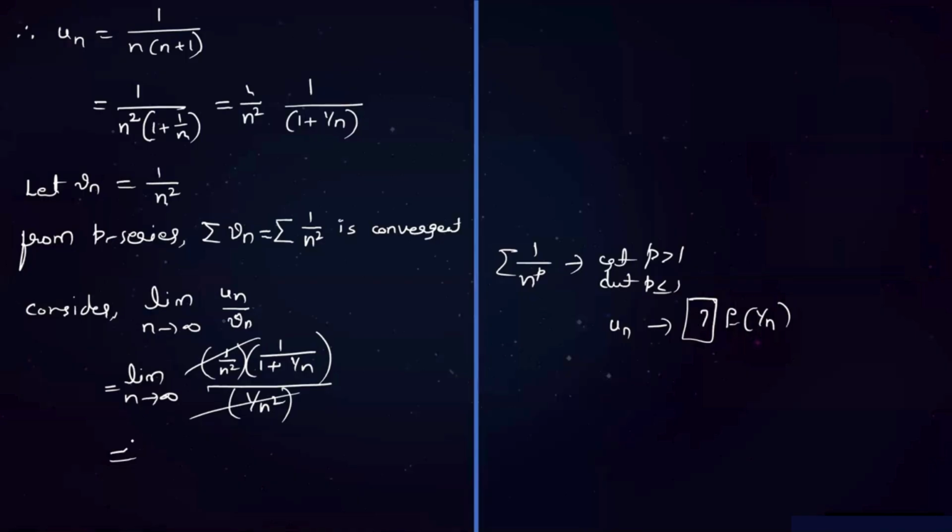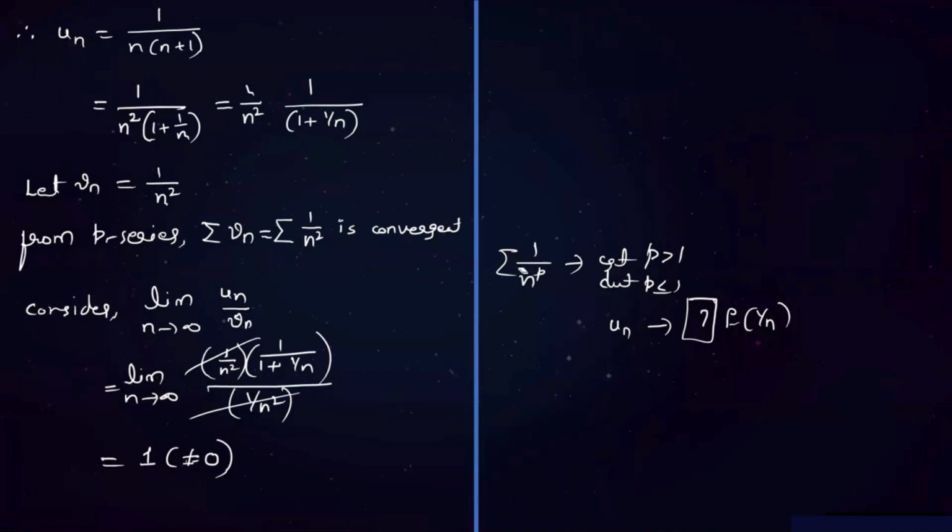Now as n tends to infinity, what happens to this? Clearly, 1 by n approaches 0, and therefore we'll get 1 divided by 1 plus 0, which is simply 1. And clearly this is not equal to 0. That is what we require here. In the limit comparison test, we want this limit to be finite and non-zero. And here also we got a non-zero value.